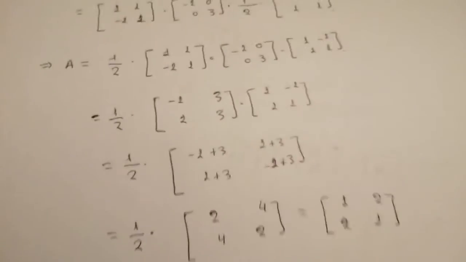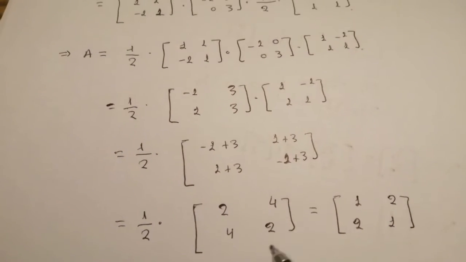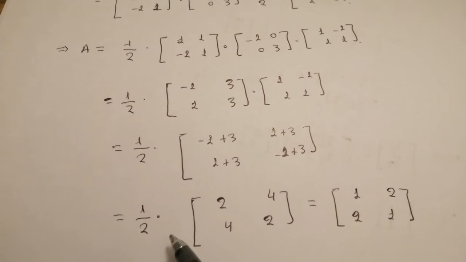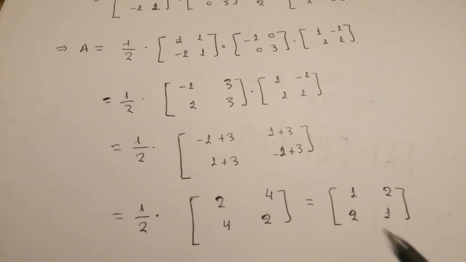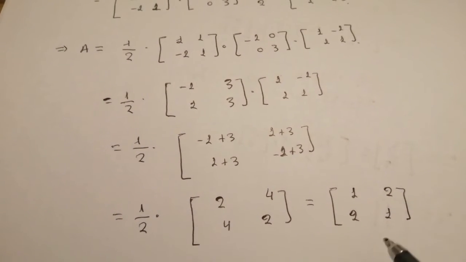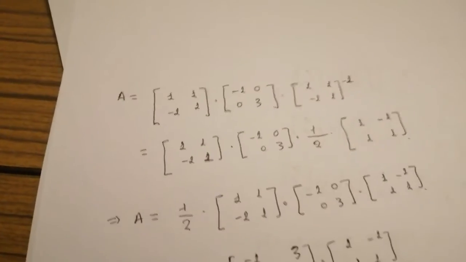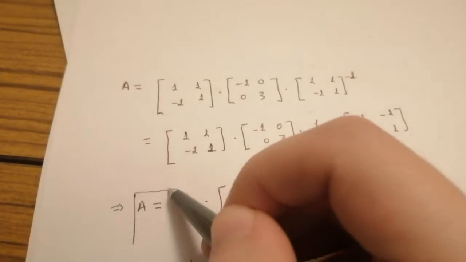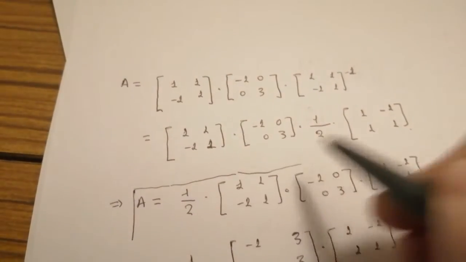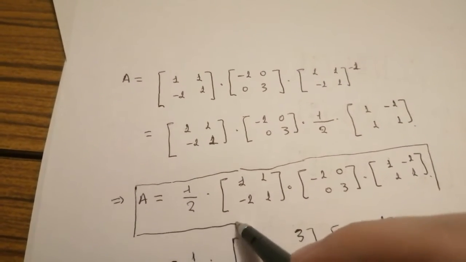We have a scalar multiplying a matrix, so this scalar will go inside and multiply all the elements of the matrix. So it's 2 over 2, 1, 4 over 2, 2, 4 over 2, 2, 2 over 2, 1. So we get this matrix there, right? Let's put in a box here the diagonalization form for question 2.